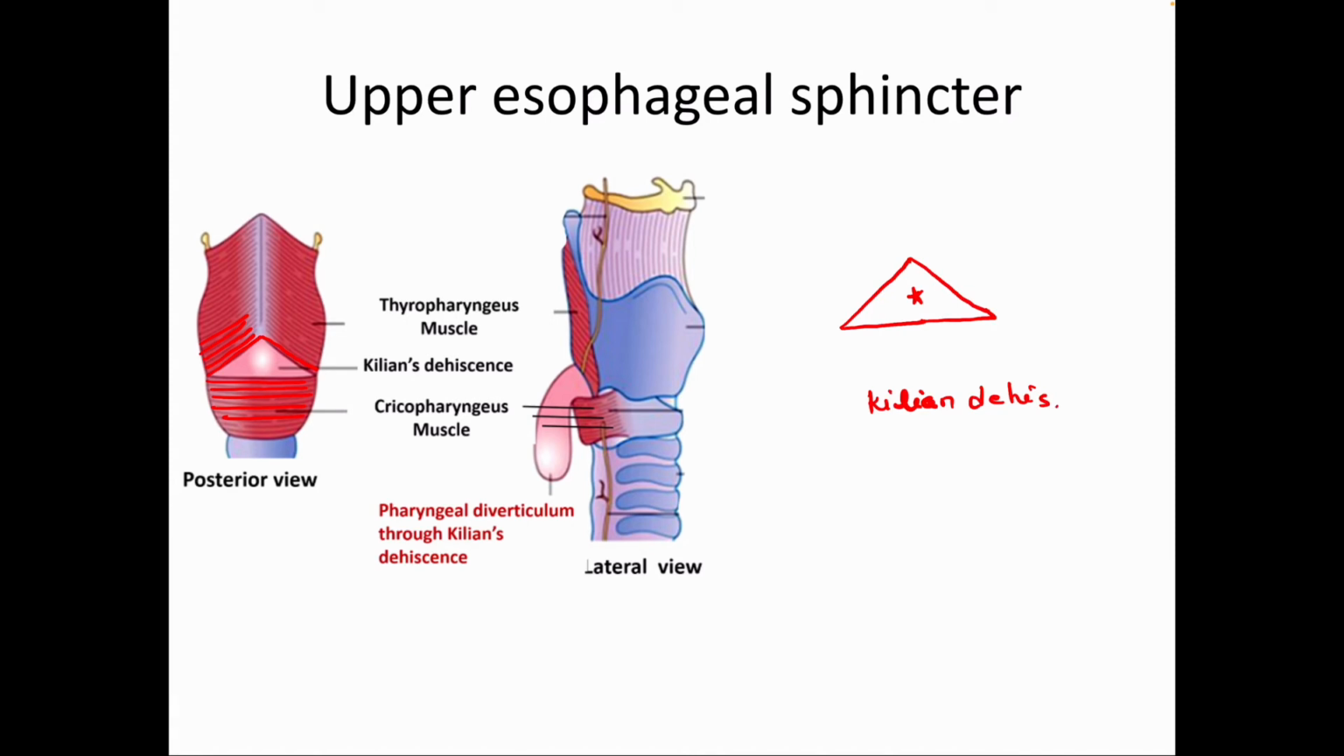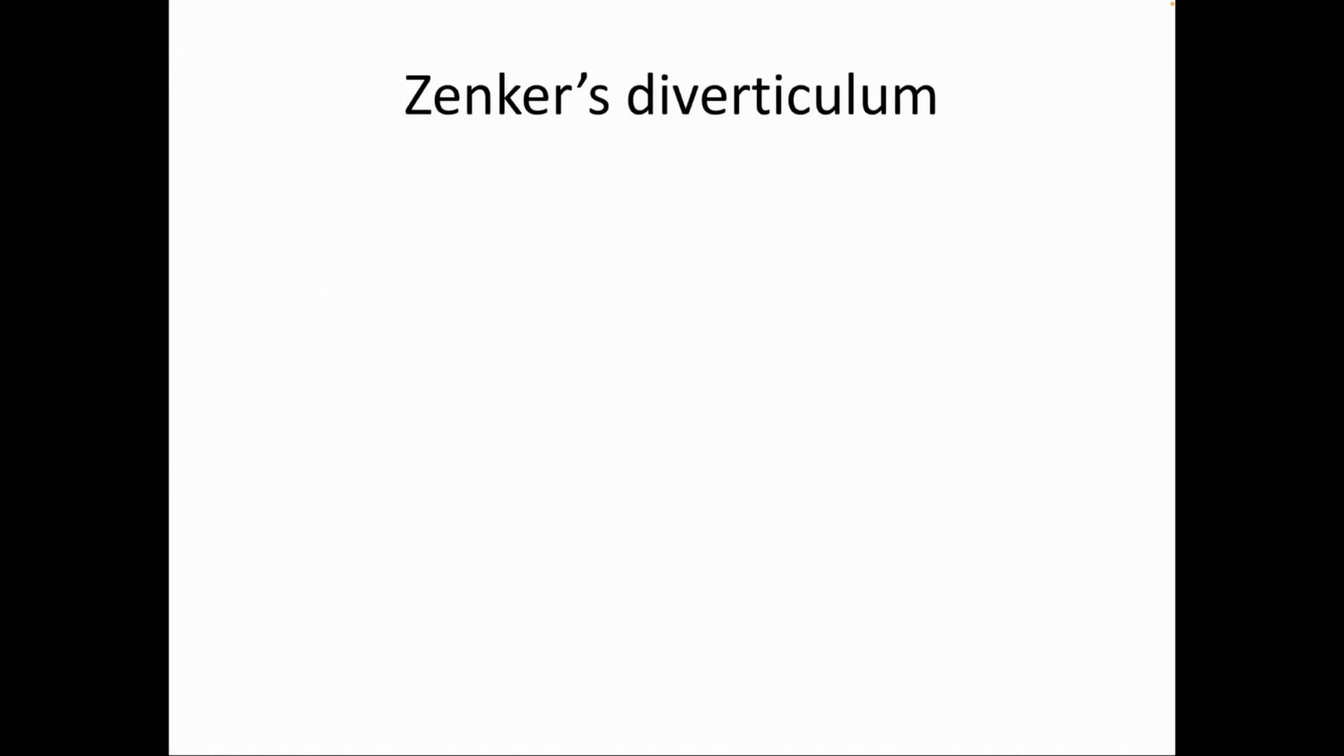This space is known as Killian dehiscence. This is a space which can be involved in the formation of Zenker's diverticulum. Whenever the esophageal pressure is high or the muscle is weak, in the case of diabetes or old age, the esophagus mucosa and submucosa will protrude from this dehiscence and form Zenker's diverticulum.